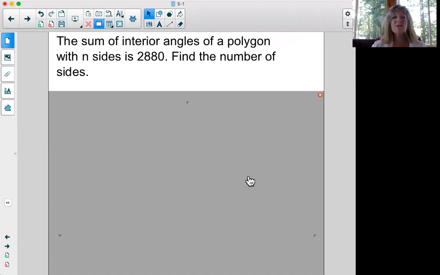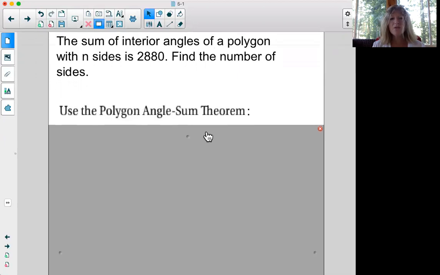Pause, practice this one, and then press play for the solution. Here we're told that the sum of interior angles for some mystery polygon is 2,880. But we wonder, how many sides are there? It doesn't say it's regular. That's not part of this problem. It just tells us the whole sum is 2,880.